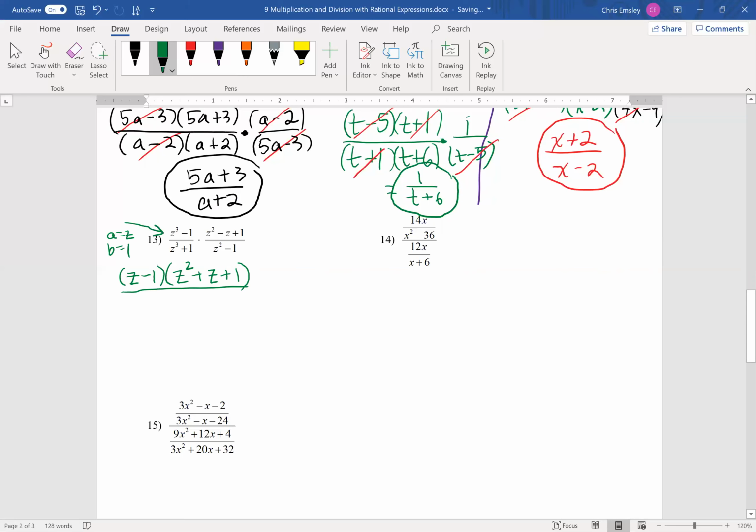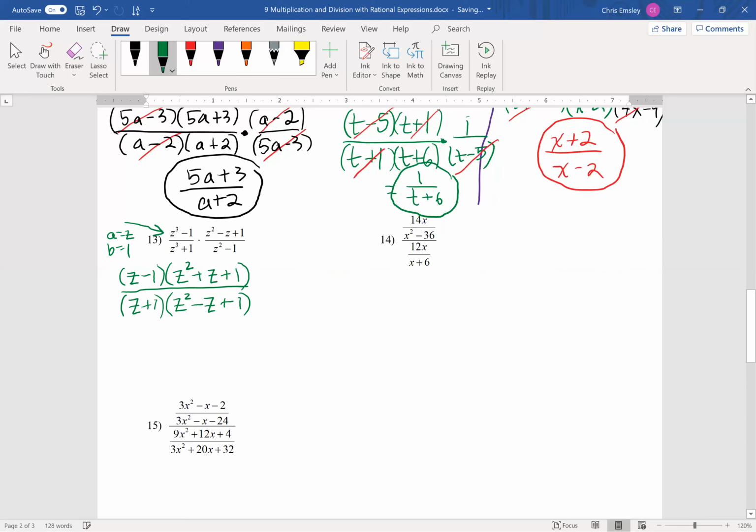On the bottom, oh, look at that. Now we have the sum of two cubes. So we have the same a and b, but the formula is just a little bit different. It's a plus b times a squared minus ab plus b squared.